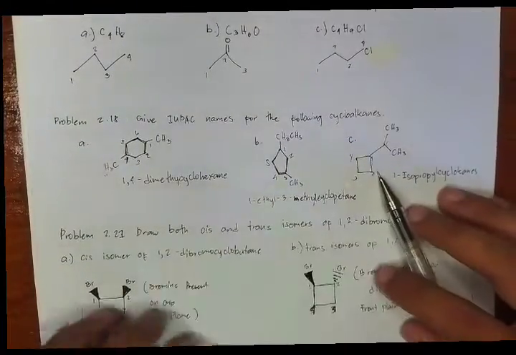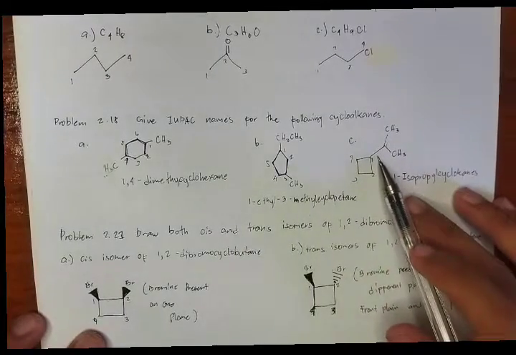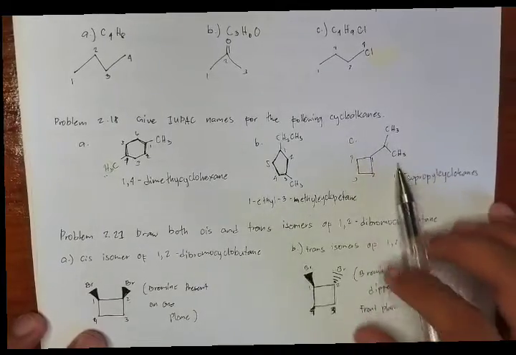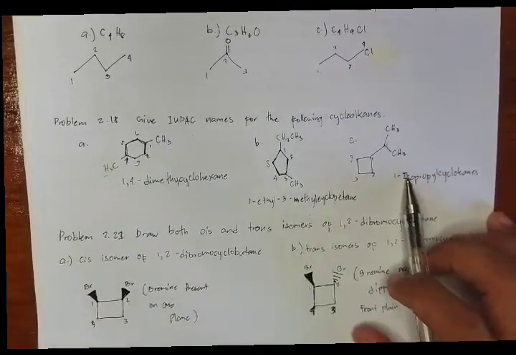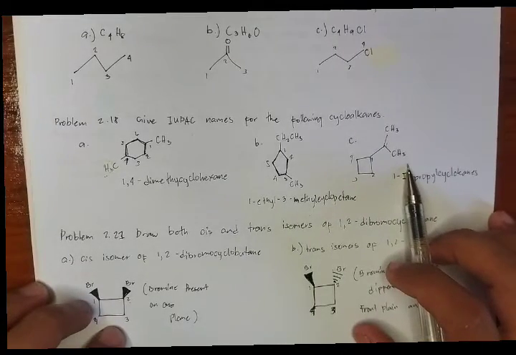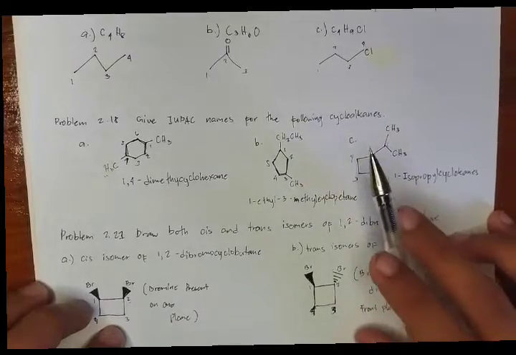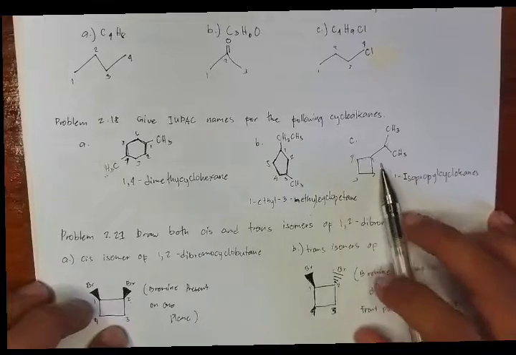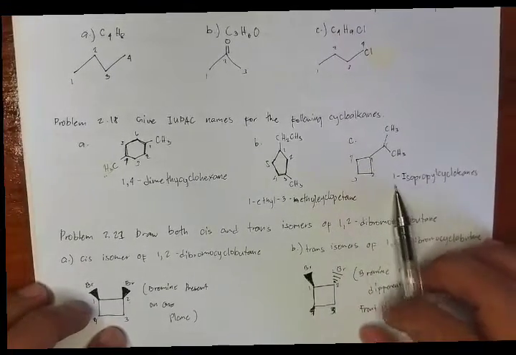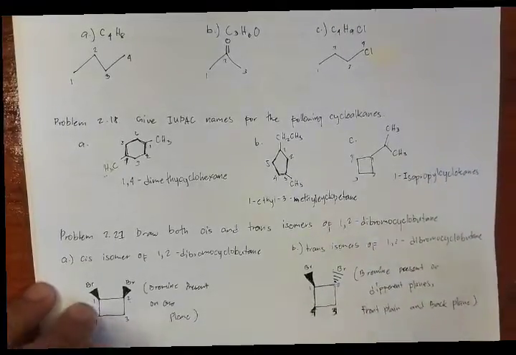And on letter C, you can see that here the longest branch or substituent is the isopropyl. So we're going to begin counting here. That would be 1, 2, 3, 4. So you can see that here that is 1-isopropyl cycloalkane.